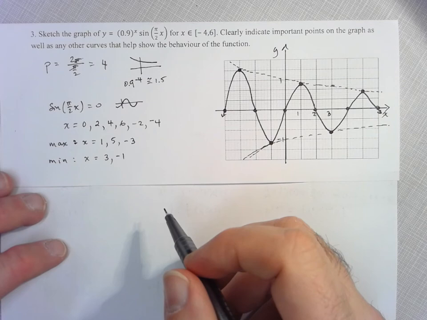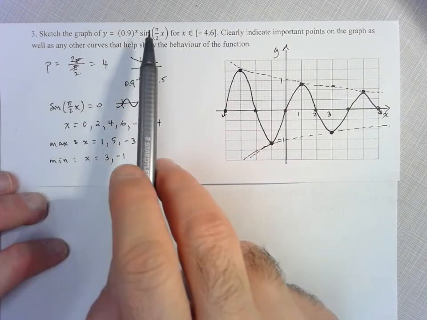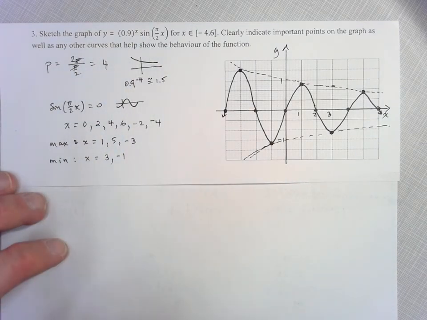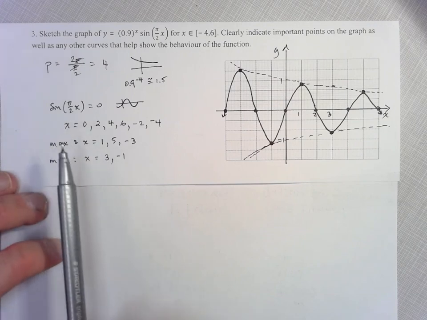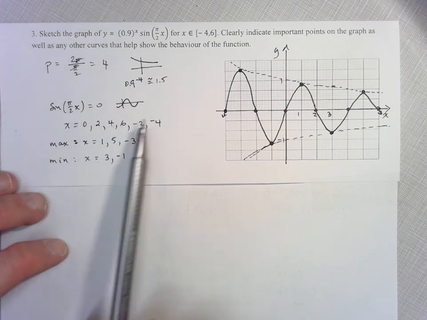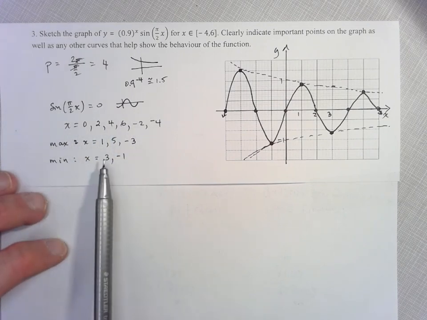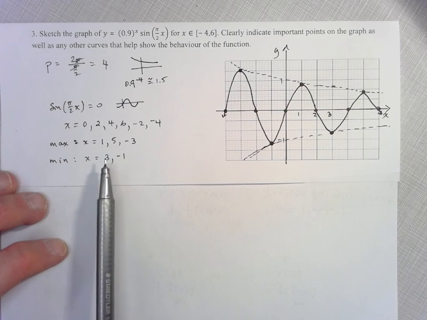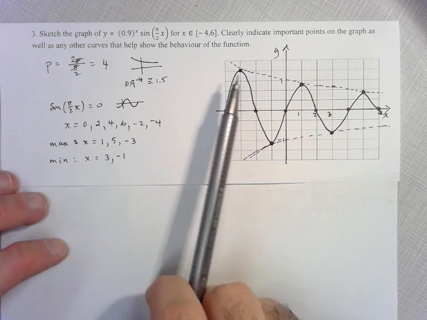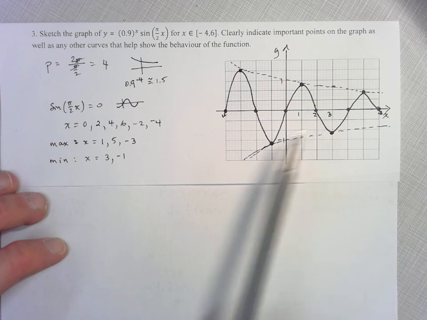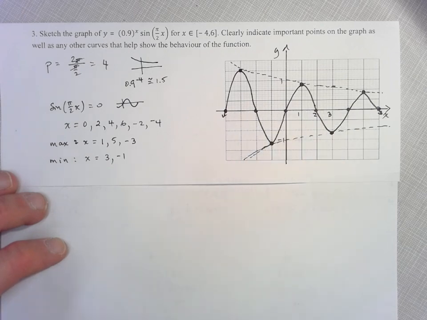Just to recap, you want to find the period of your sinusoidal function. You want to determine when that sinusoidal function is equal to 0, when it reaches its max, when it reaches its min, and then from there use that to determine these local maxes and mins, along with your zeros, and you'll have a nice graph. That's it for this one.